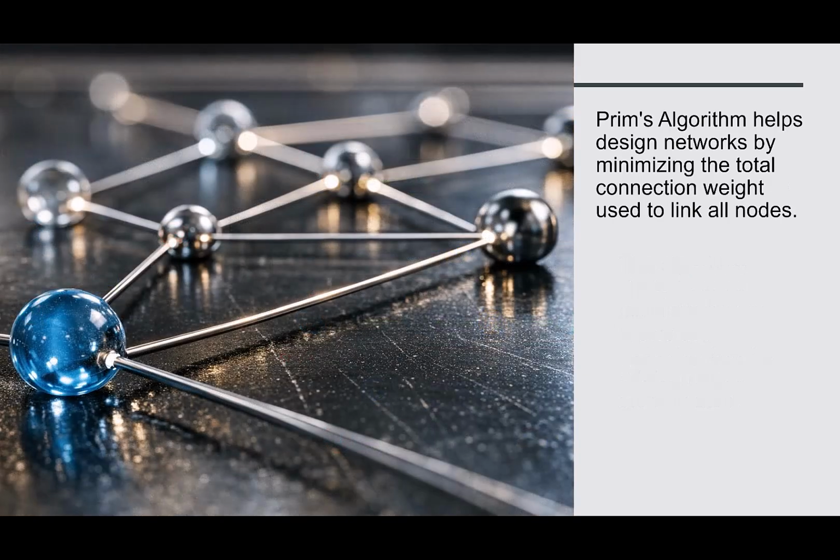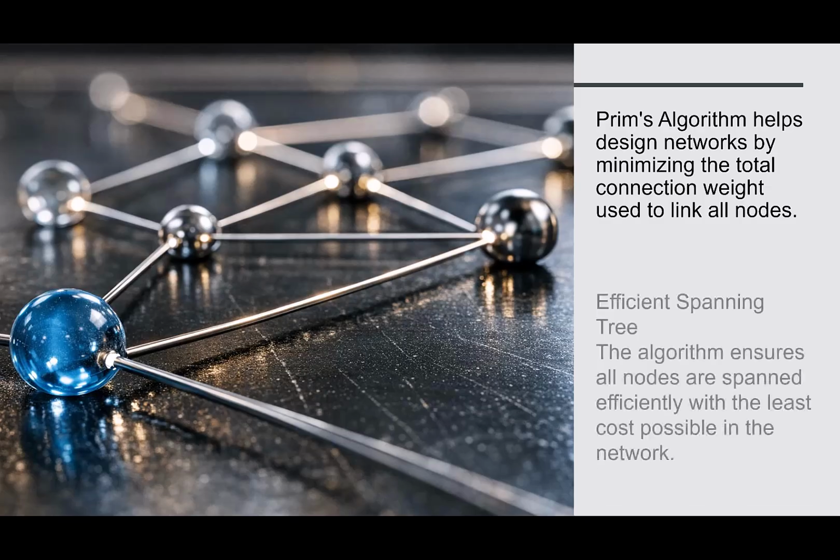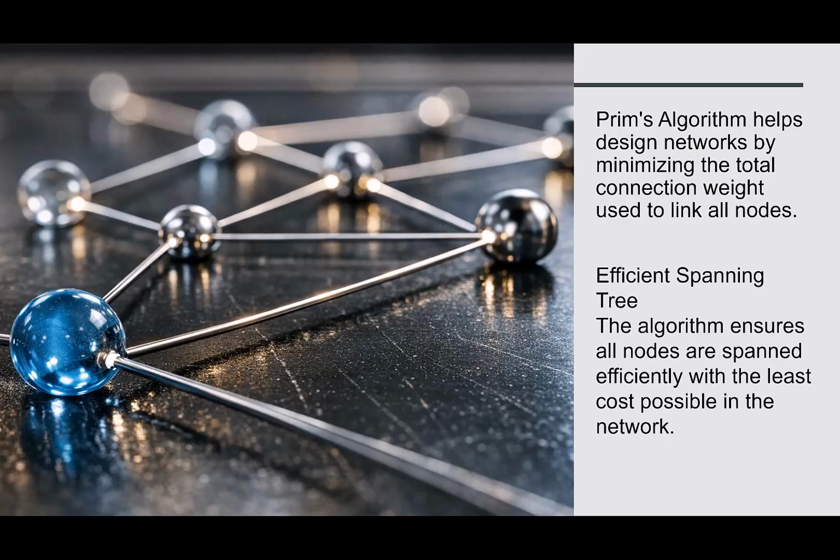Prim's algorithm can be used to help design networks by minimizing the total connection weight used to link all nodes. We might also see it as an efficient spanning tree that ensures all nodes are spanned with the least cost possible in the network.